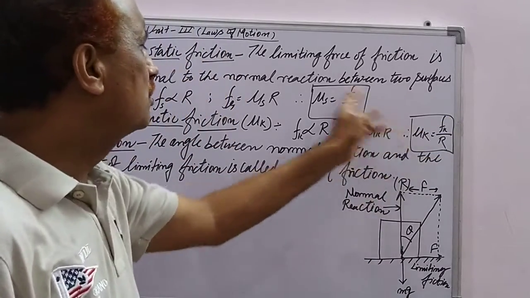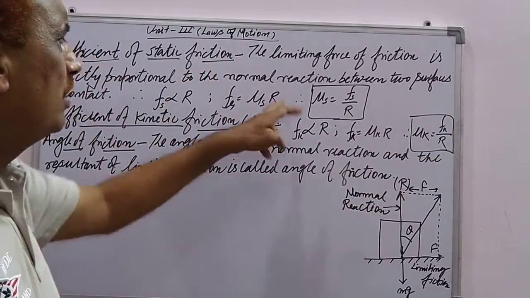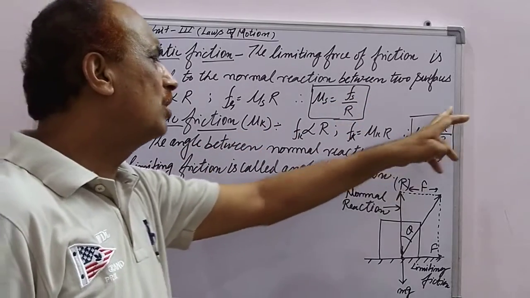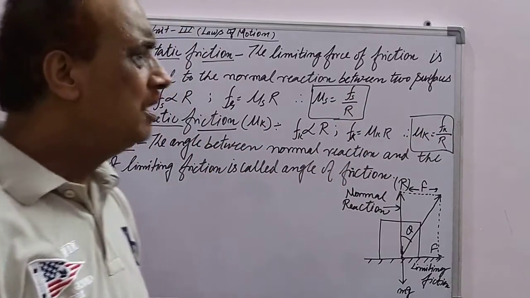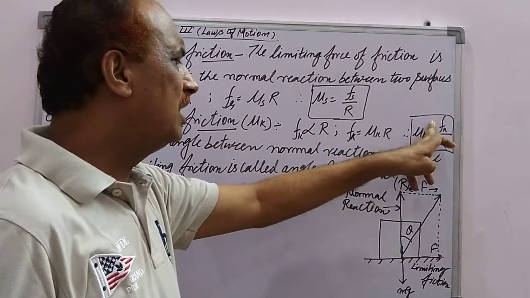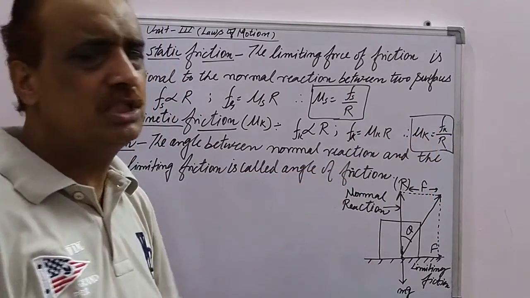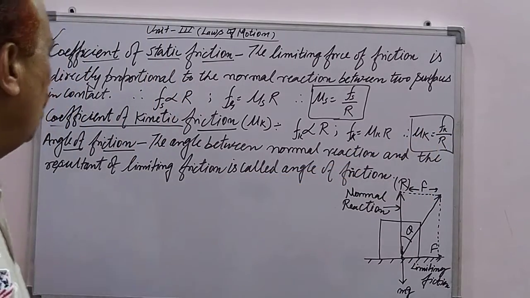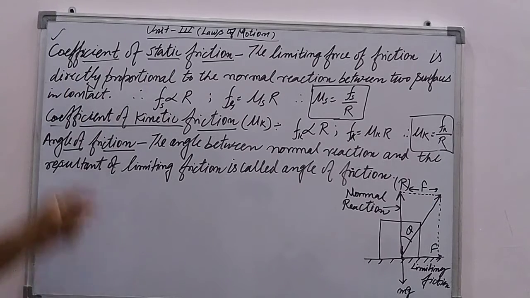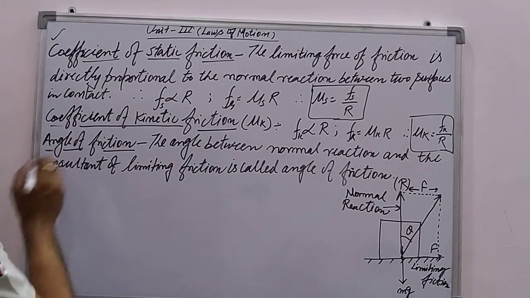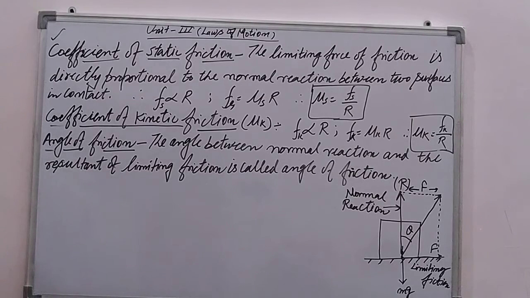So these are the two formulas: mu s equal to Fs upon R and mu k equal to Fk upon R. That means the ratio of the kinetic friction to the normal reaction is always equal to the coefficient of kinetic friction. Now these two formulas are used here to discuss the angle of friction. Now it is another most important part.